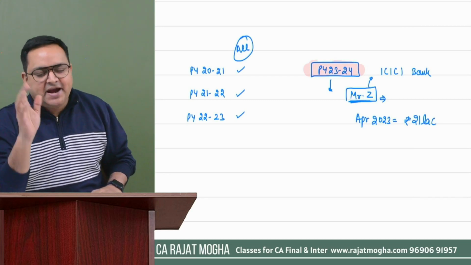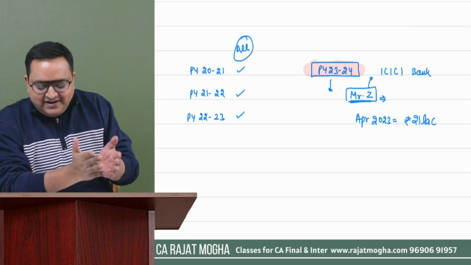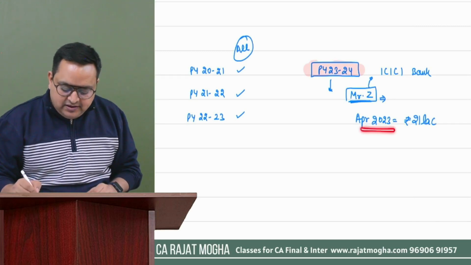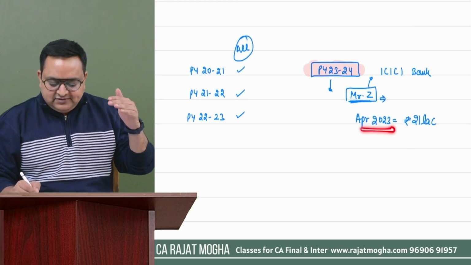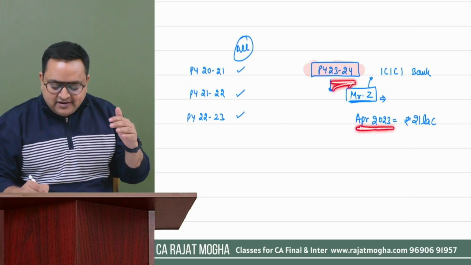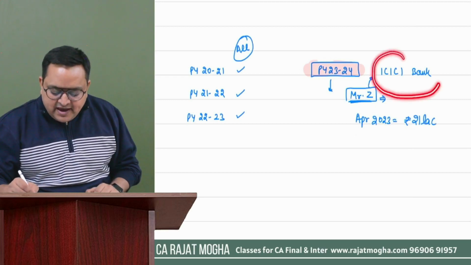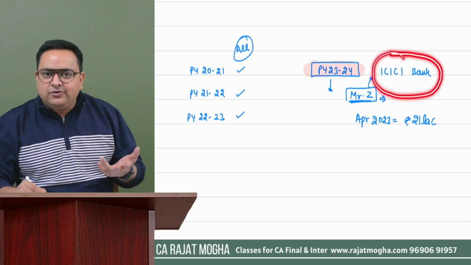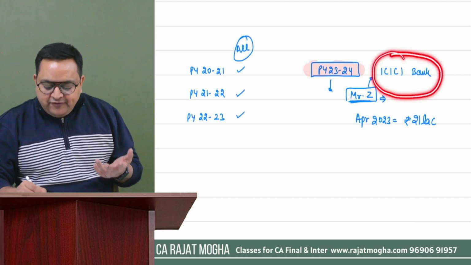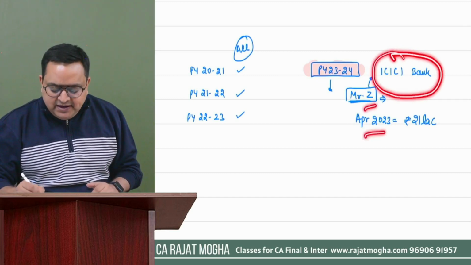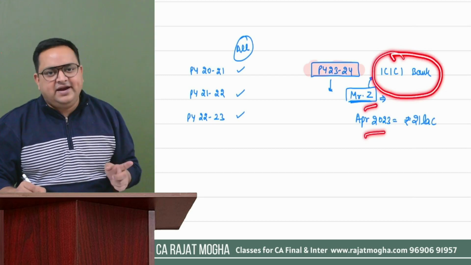Please think about it very practically. Mr. Z is withdrawing 21 lakh rupees in April 23. This is the first month of this year, and this person is withdrawing 21 lakh. ICICI Bank would like to know whether they should deduct TDS. That is, this person will be in the non-filer category or the filer category, right?